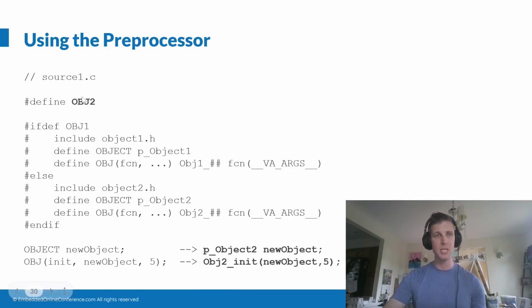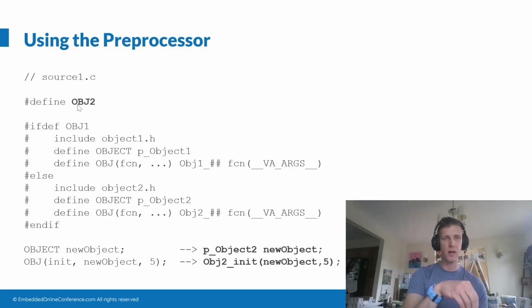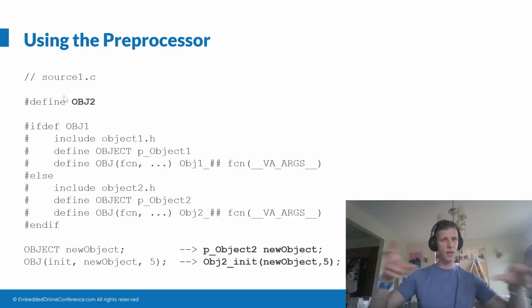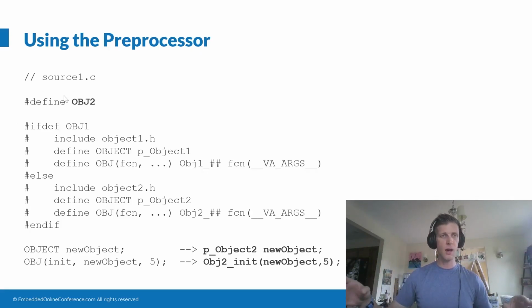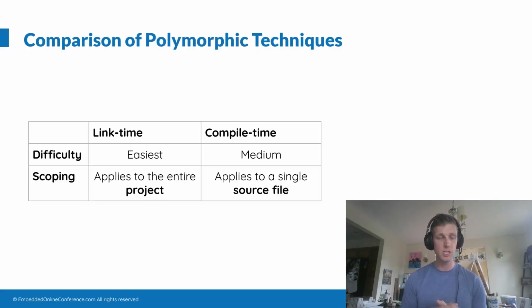Additionally, this pound define has to be in the source file. If it's in a header file, then there's the risk of this pound define propagating through multiple source files as headers get included, and then things get a little weird. So there's a couple of restrictions on this, but now this lets me do the really cool thing of applying build time polymorphism to just a single source file.